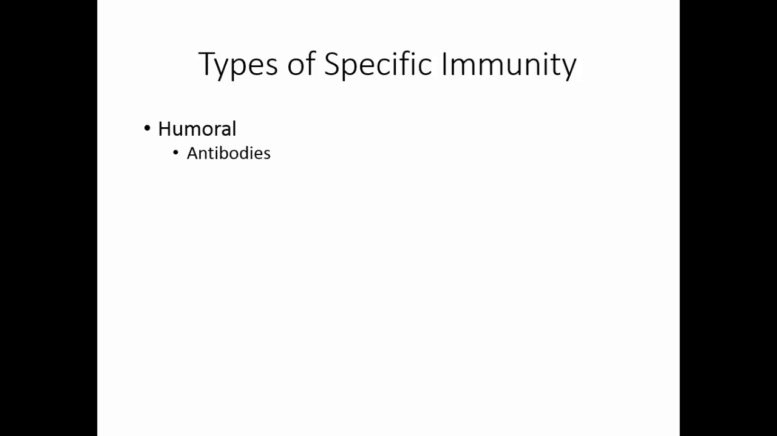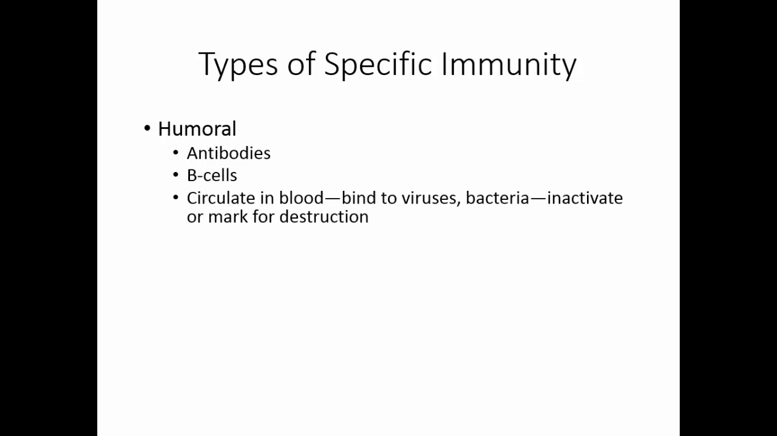There are two basic types of specific immunity. Humoral immunity uses antibodies. These are produced by the B lymphocytes. Antibodies circulate in the blood. They can bind to viruses or bacteria that are the antigens, inactivating them or marking them for destruction. If you think of this as sort of like a war, your humoral immunity is kind of like chemical warfare.